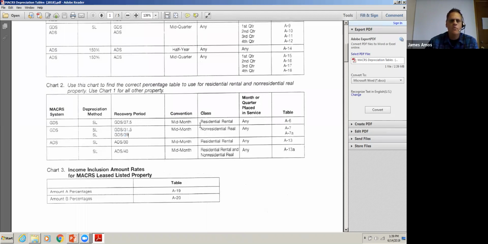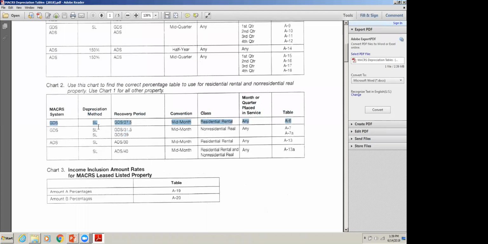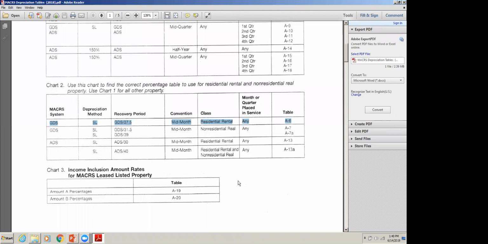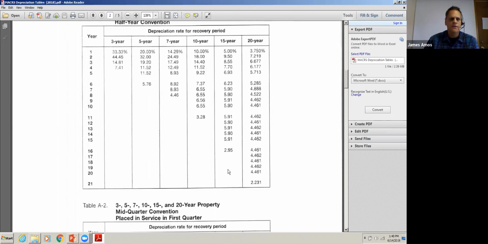Okay, so let's say you have a rental home. Which line are we going to use, 1 or 2? 1. It's this one right here. What is the depreciation method we're going to use? Straight line. What convention are we going to use? Mid-month. You'll notice straight line and mid-month are required by law. You don't even have a choice on that one, like you did up above. Okay, what table are we going to use? A-6. So let's go down there and look at it.